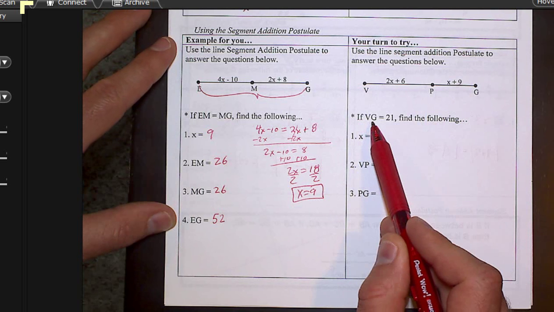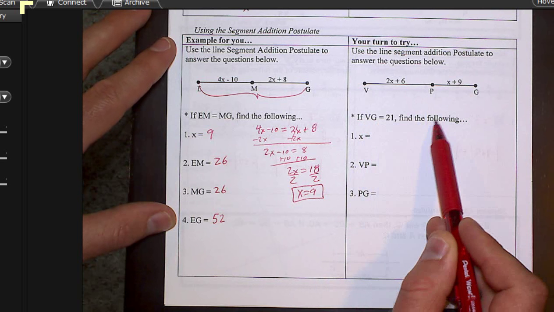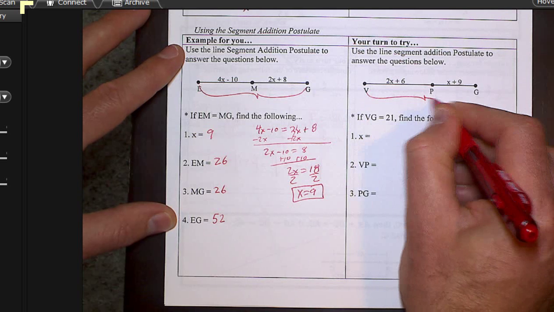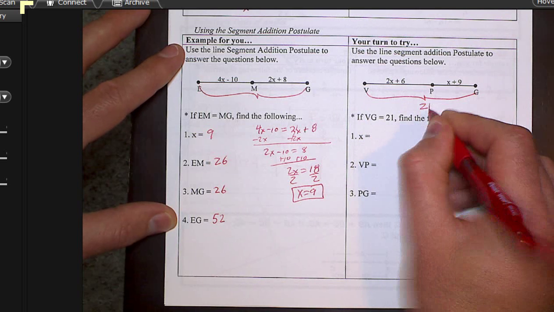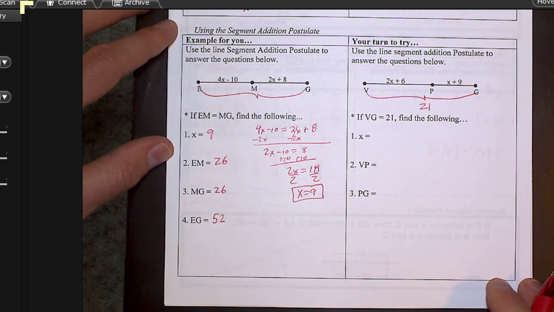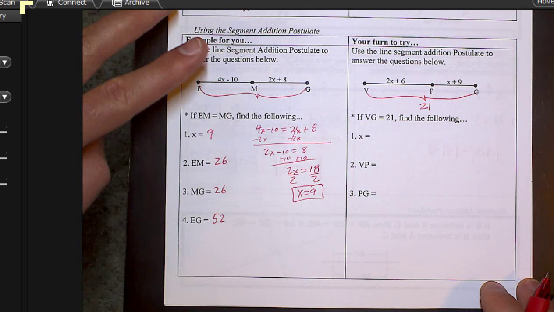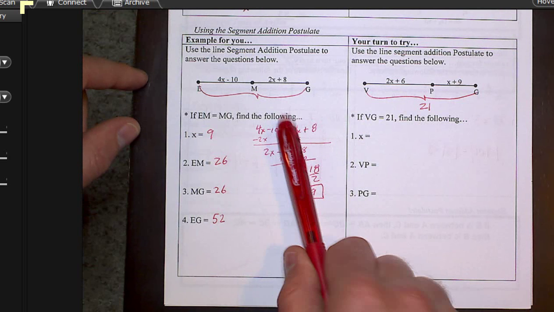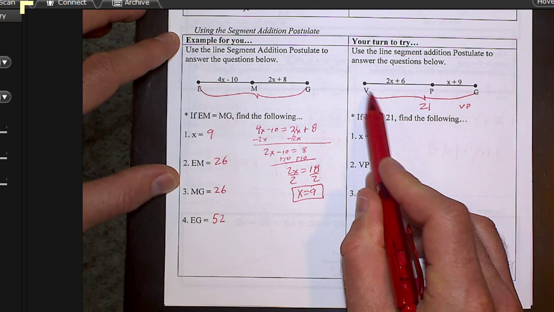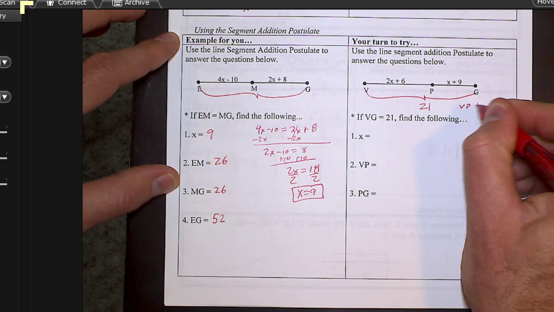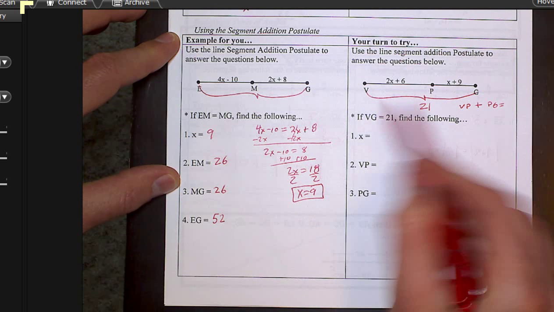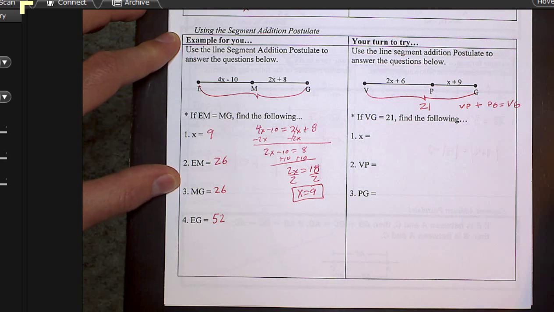They're saying if VG is 21, then find these 3 things. Now, VG is this entire distance right here. So we know that entire distance is 21. So we're going to use what we used in the 2 previous example problems. I know that VP, which is from V to P, plus P to G, has to equal the entire length of VG. I know all of that.